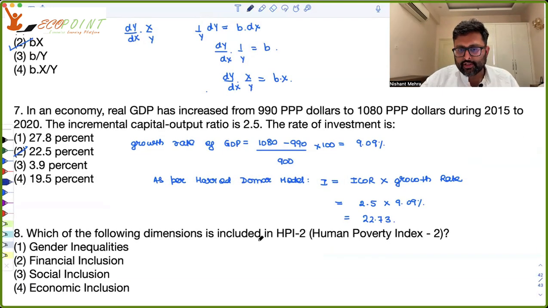Which of the following dimensions is included in the Human Poverty Index 2? I think it was mainly social inclusion factors which were included. So I'll go with this.